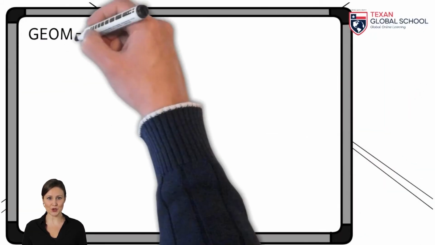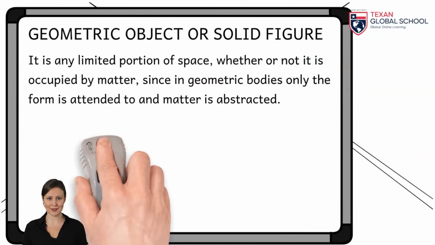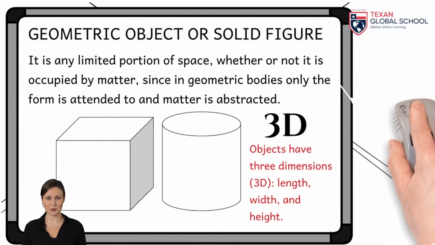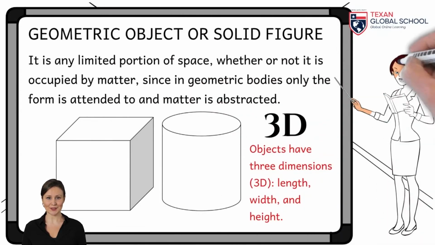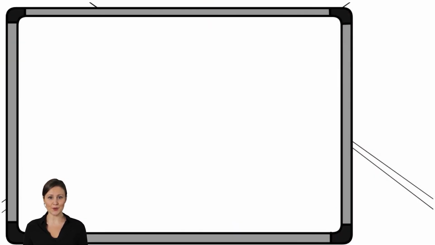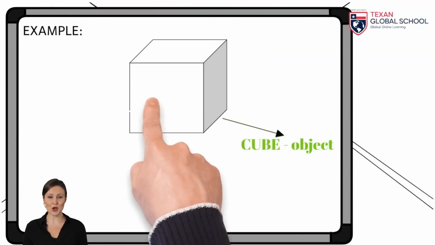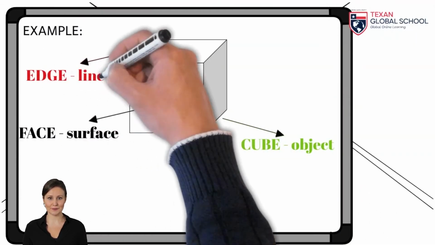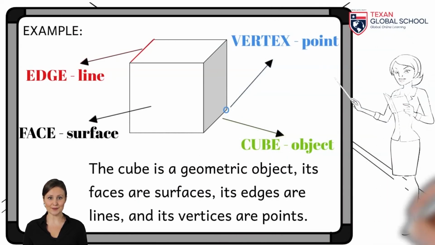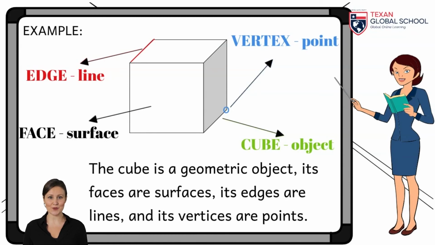Finally, a geometric body is any limited portion of space, whether or not it's occupied by matter. In geometric bodies, only the form is addressed, and the matter is abstracted. The bodies have three dimensions, which are length, width, and height. By using all these geometric concepts, we can see that the cube is a geometric body, its faces are surfaces, its edges are lines, and its vertices are points.